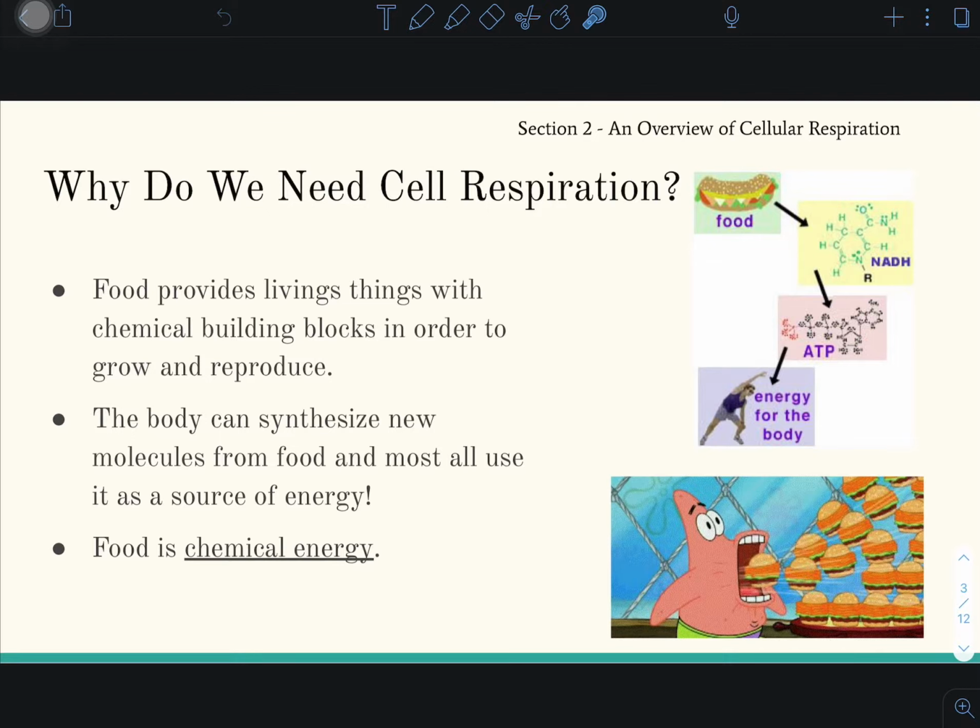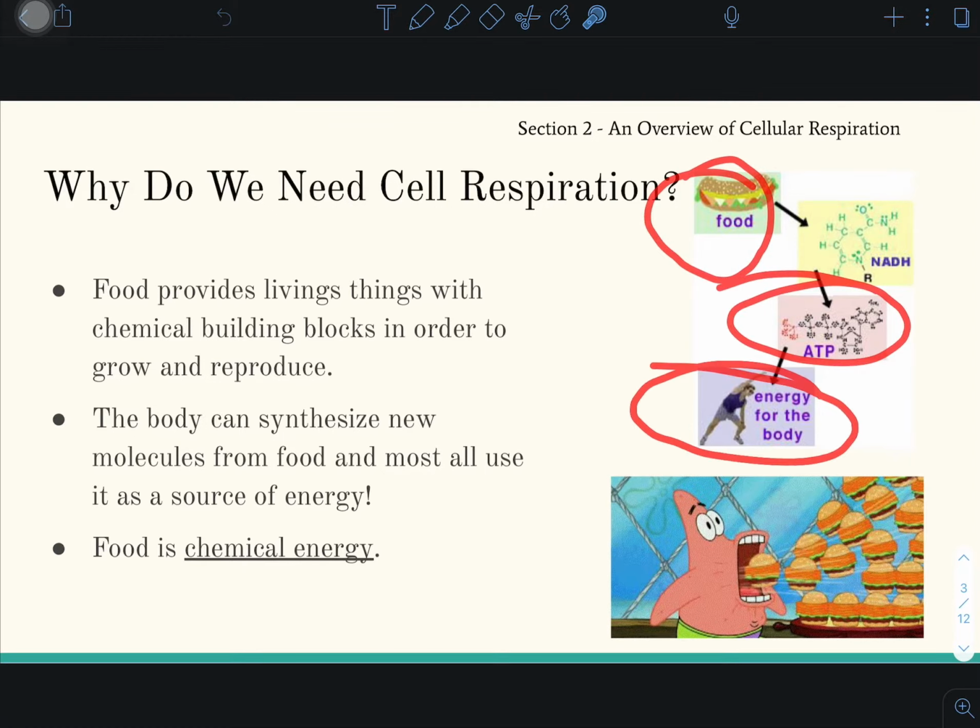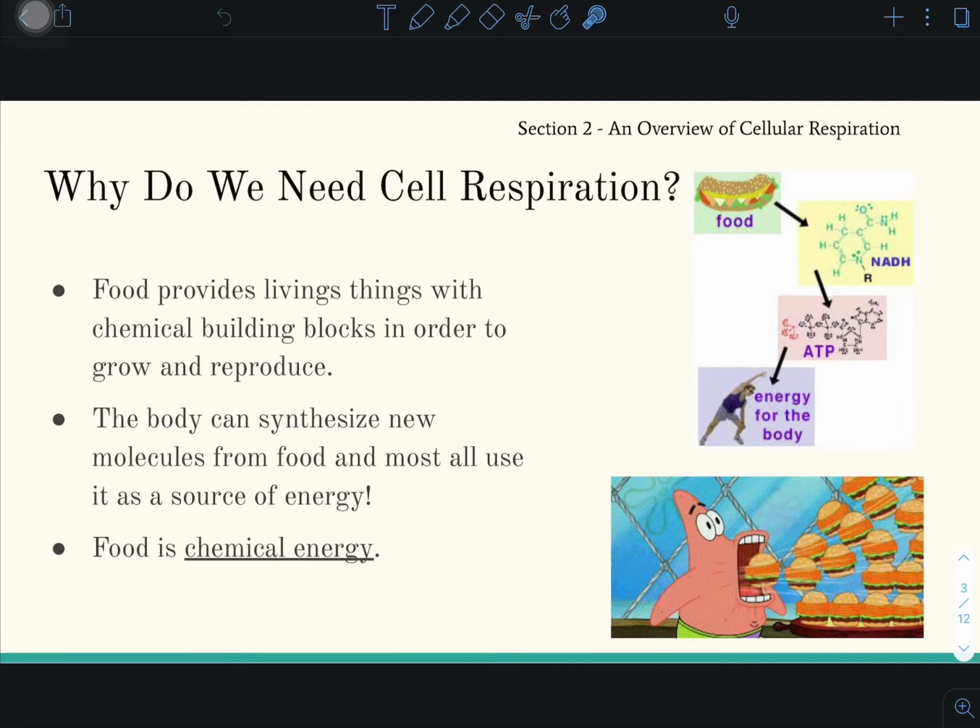Well, we eat food so we don't die. But when we eat food, it provides us with chemical energy that we use to do our daily activities, for our hearts to beat, for us to run down the hallway to get to biology class, things like that. We, as animals, cannot make energy from the sun. We need to eat other things. But our body can synthesize new molecules from food. This food is what we often generically refer to as chemical energy, energy stored in chemical bonds. The idea is food becomes ATP, which we then use for everyday life in our bodies to function.